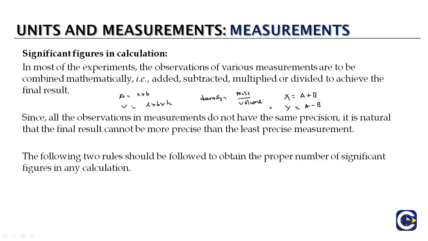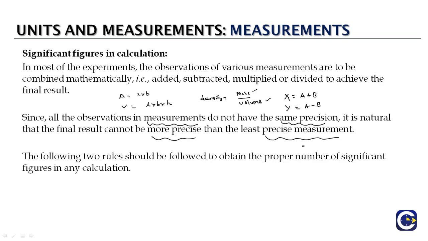Now if you look at the measurements, as we just discussed a little while before, the measurements will not have the same precision. If I am trying to find the mass using a particular instrument and the volume using another instrument, the precision in the mass and the precision in the volume may not be the same. And if these two are not the same, it is natural that the final result cannot be more precise than the least precise measurement. So if I am trying to operate 2 or 3 measured values to get the derived physical quantity, then the derived physical quantity cannot be more precise than the least precise of the measured values.